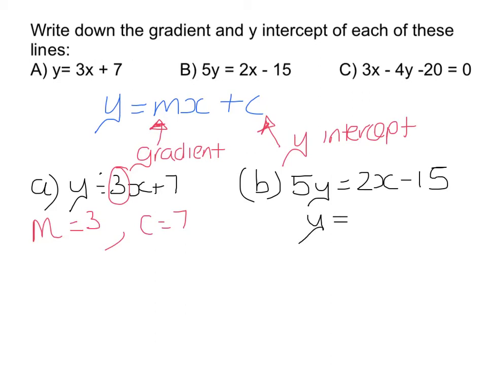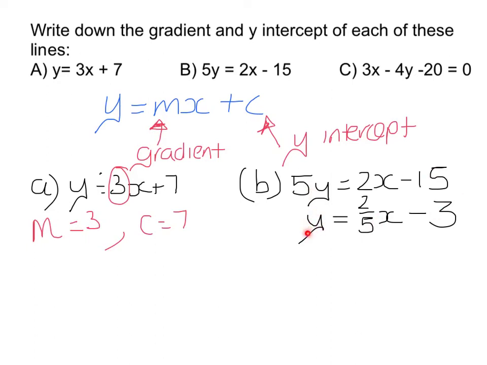It's going to give me a y here. If I have a number here that I can't divide by 5 to get a whole number, that's fine. And we don't need to use a calculator or anything, we'll leave it as a fraction. It's 2/5 of x minus 3. If you're not sure what's happened there, pause the video, have a little look. I've divided every single term by 5.